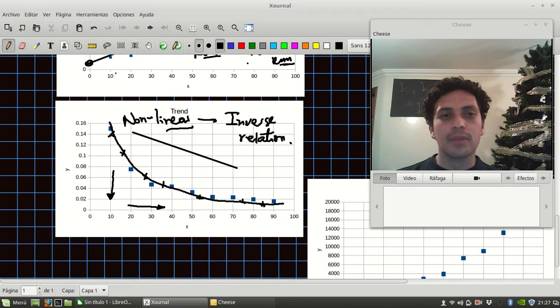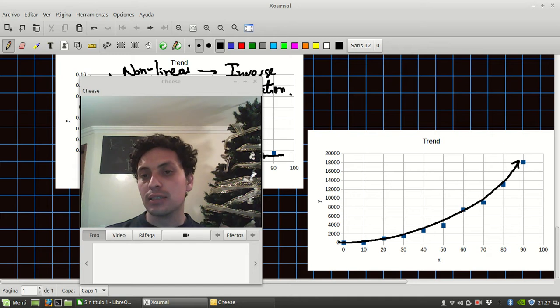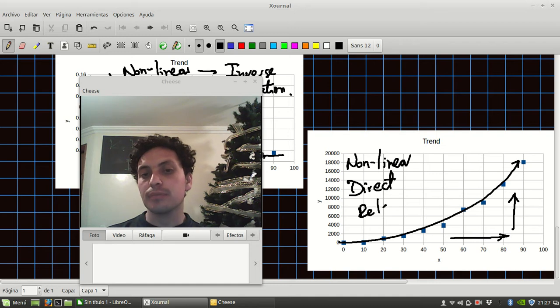Okay? And finally, let me move my face here to see the other trend. This is the last trend we're going to see today, and this is another trend that is non-linear, but in this case, you can see that the more that is the independent, the more that is the dependent. So we said that this trend is non-linear, but direct relation. Okay?